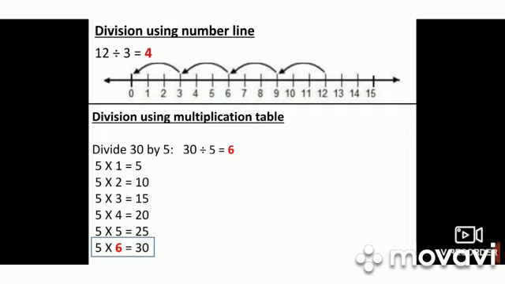The first jump, 12 minus 3, it is 9. From 9, take the 3, you will get 6. The second jump is on 6. So from 6, if you minus the 3, it will be on 3. So from 3, if you subtract the 3, it will become 0. Like that you have to do the division using number line.